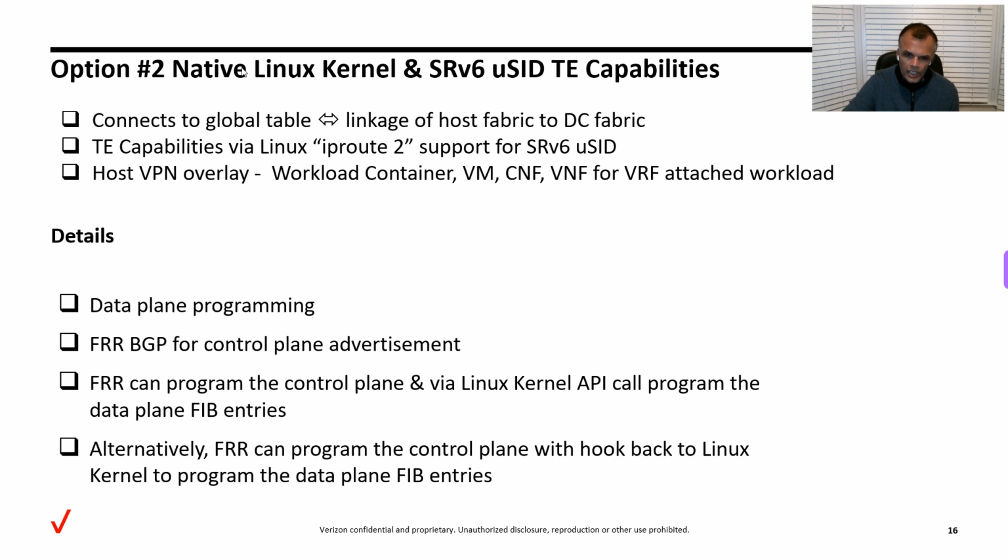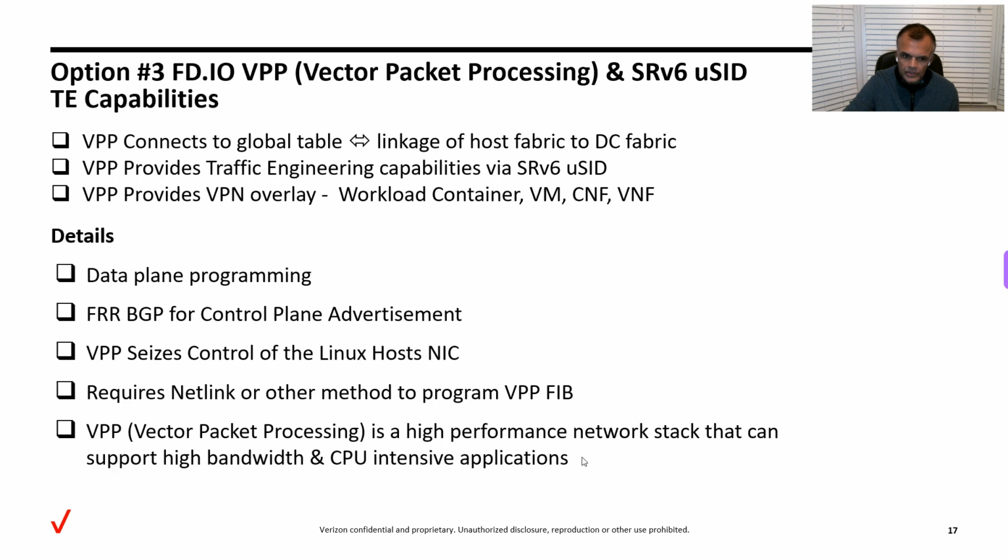Native Linux kernel. So this native Linux kernel is number 2 most desirable for host attachment. And with that, the native Linux kernel has supported programming the fib entries into the data plane natively since 2022. So it provides the data plane programming. We need an open BGP, FRR BGP for the control plane BGP advertisement. And then there's options of programming the fib entries. Either FRR can program the control plane via Linux kernel call to program the fib entries, or alternatively, FRR can program the control plane, which can hook back to the Linux kernel and program the data plane fib entries.